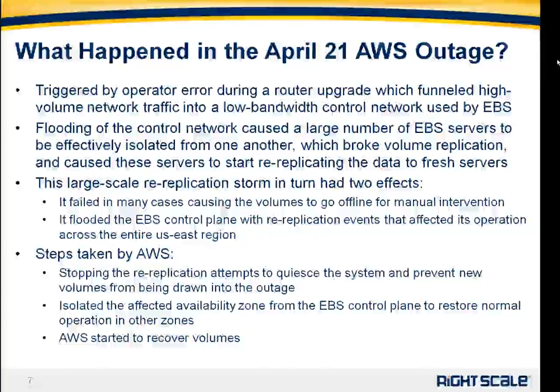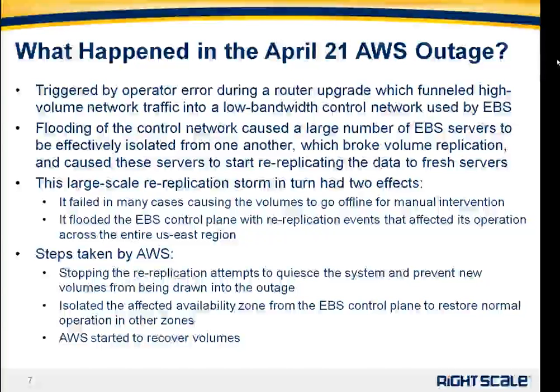This basically caused a large-scale re-replication storm that had two effects. First, it caused the volumes, in many cases, to go offline, which prompted the need for manual intervention. The re-replication would fail, and it caused that. And it also flooded the EBS control plane with re-replication events that affected its operation across the entire US East region. I think that was an unanticipated consequence that spilled across the notion of isolation of availability zones and began to affect more than one availability zone. So it's important to realize that was not intended. It was not the way AZs are designed, but it did happen.